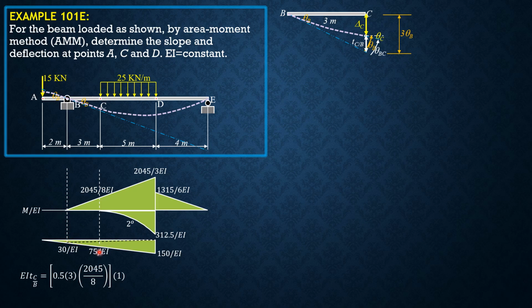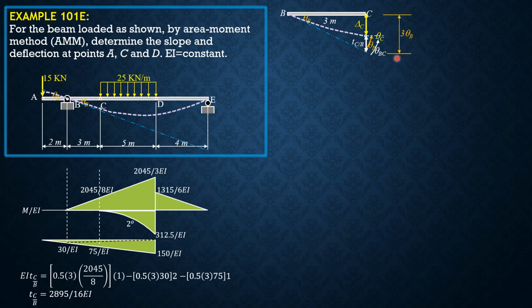So this is a trapezoid. So considering the small area first, minus 0.5 of 3 times 30 over EI, then 2/3 of 3 is 2 meters. Distance of centroid from C is 2/3 of 3, so 2 meters. For this bigger triangle, minus 0.5 of 3 times 75, 1/3 of 3 is 1. So the deviation of C relative to the tangent at B is equal to positive 2895 over 16 EI.